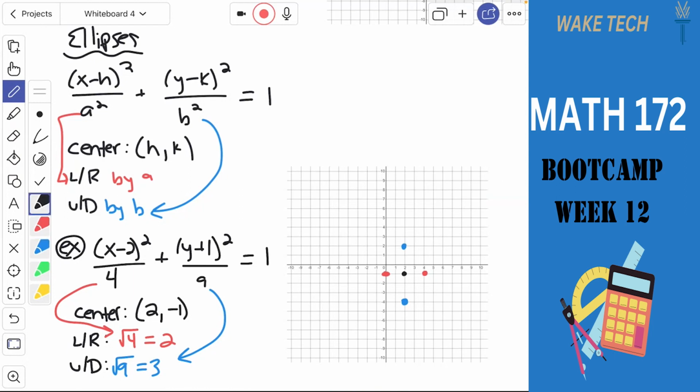Once we identify all of those points, we can connect the dots, and that'll be the ellipse. So still pretty similar to a circle, just certainly different distances left and right versus up and down, but otherwise the same process. Questions about that one?